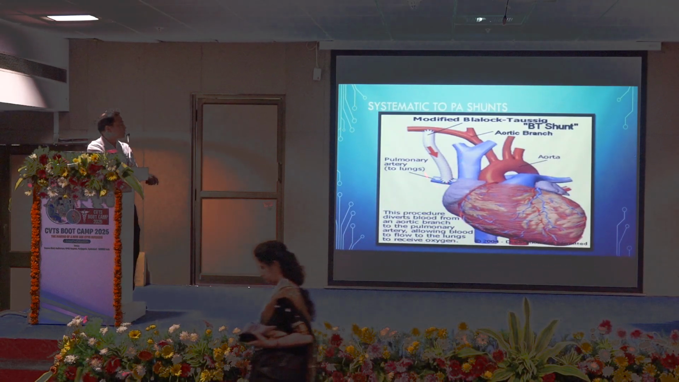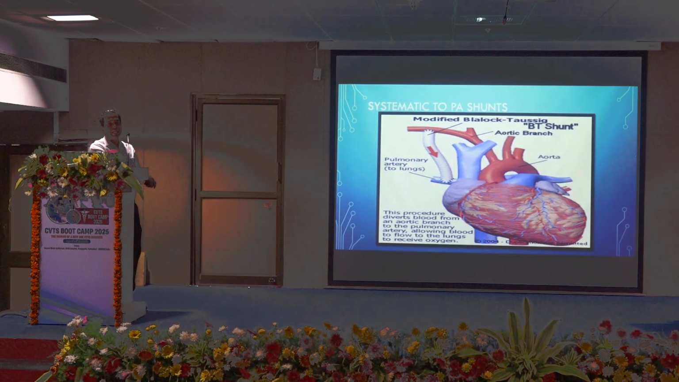So the mostly used shunt is the modified Blalock Taussig shunt, where a prosthetic graft is used to put the shunt from the subclavian artery to the pulmonary artery, either on the right side or on the left side.